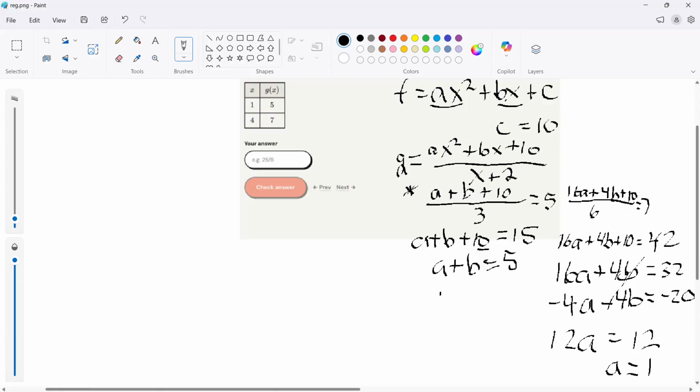And then a plus b is 5. Well, 1 plus b is 5, because I know now that a is 1. And 5 minus 1 is 4. B equals 4. So now I know my equation. I know my g of x is equal to ax squared, 1x squared, so it's just x squared, plus bx. B is 4, so plus 4x.